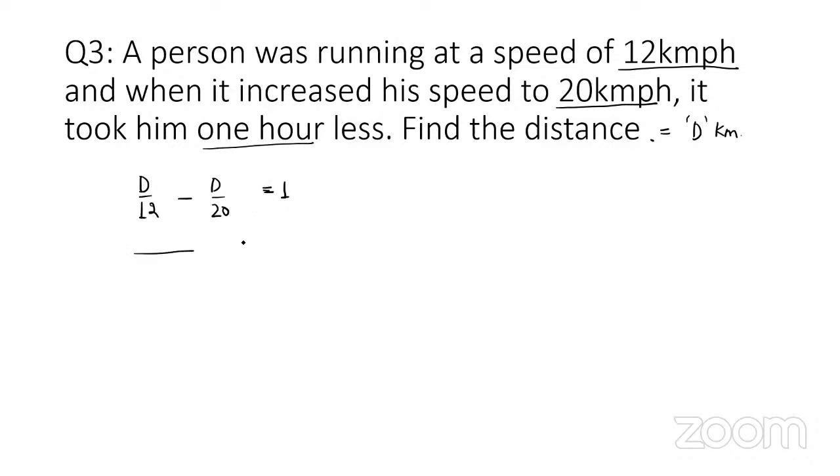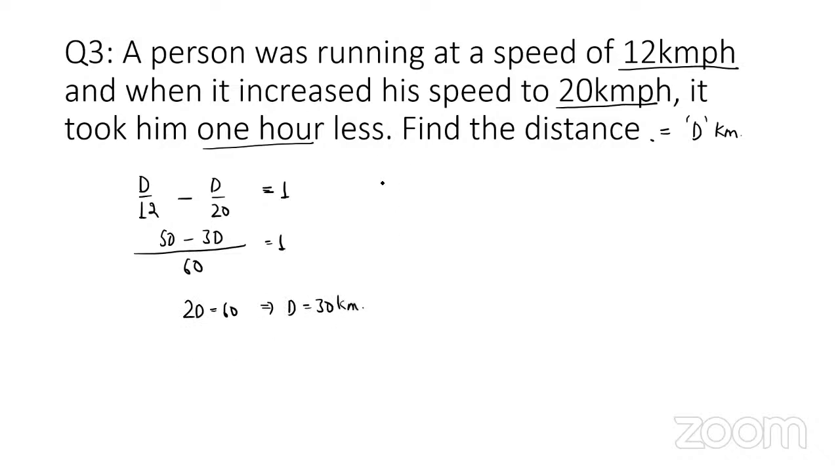Now, if you do the LCM and just simplify these two fractions, it must be what? The LCM of this is 60. It's 5d minus 3d equals to 60. We can say this is 2d equal to 60 and the value of d is nothing but 30 kilometer. We can simply say the value of d is 30 kilometer.